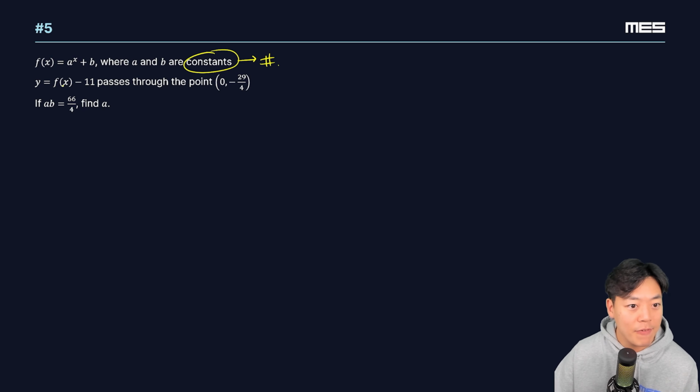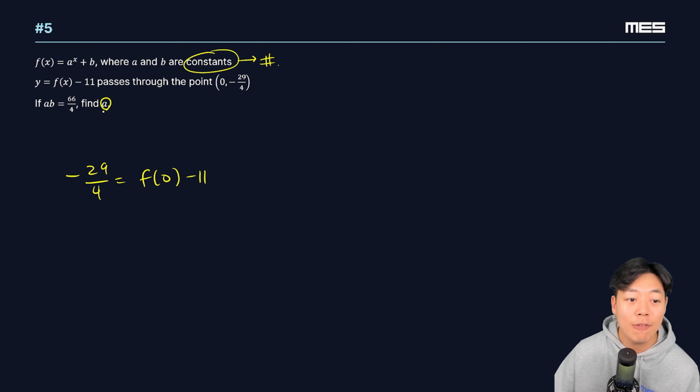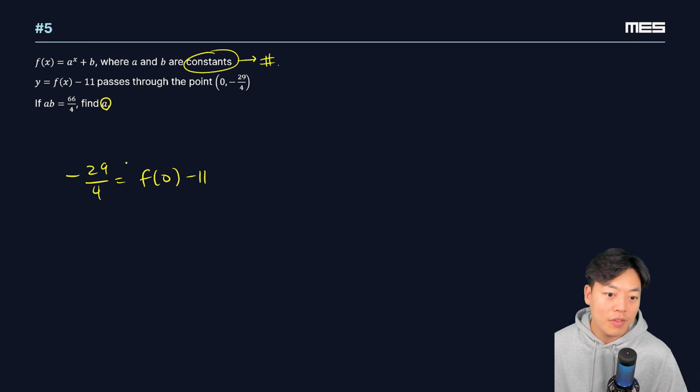Now, y is equal to f of x minus 11 passes through the point 0, comma negative 29 over 4. So what that means is that when I plug in 0 for x, I will get negative 29 over 4 for my y. So let's write that down. Negative 29 over 4 is going to equal f of 0 minus 11. I want to figure out a if we know that ab is equal to 66 over 4. So let's figure this out.